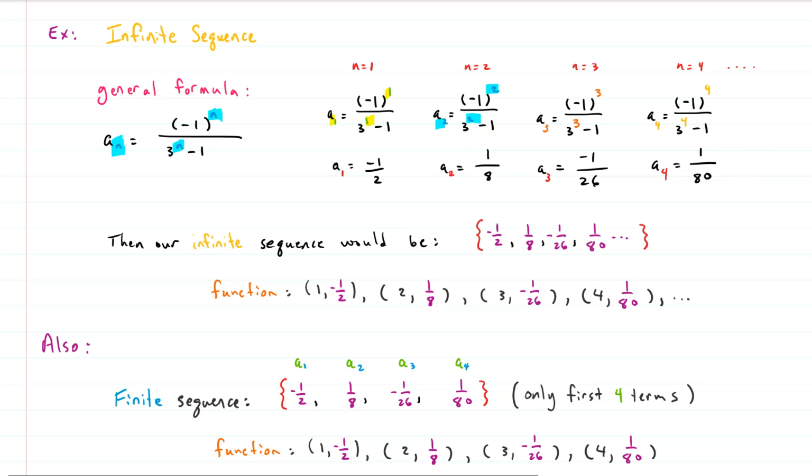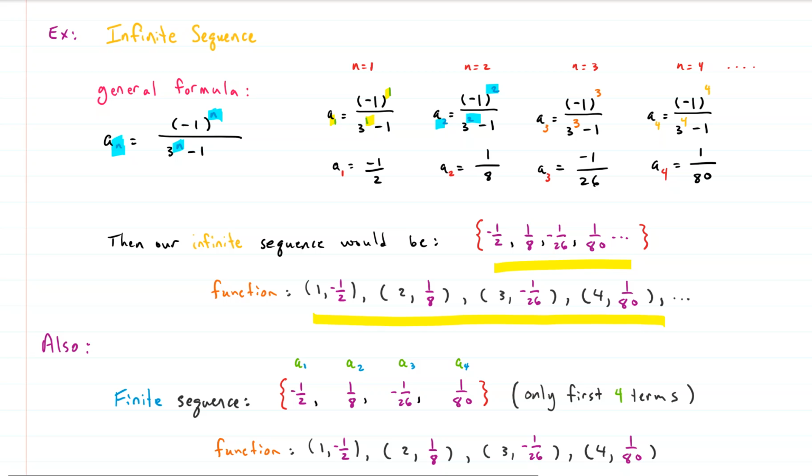We can write them out like this within curly brackets: -1/2, comma, 1/8, comma, -1/26, comma, and 1/80. And they would keep going forever, because this is an infinite sequence. We could also write down their functional form just by including the ordered pairs, the (1, -1/2), and then the second one would be (2, 1/8), and so on.